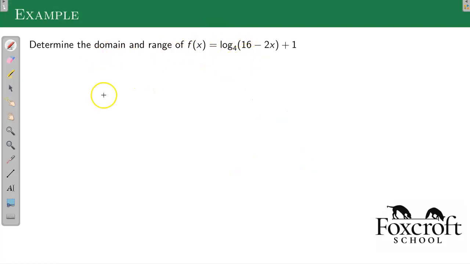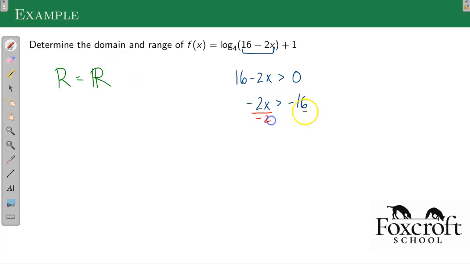All right, domain and range of this logarithm. Hopefully you know now the range. What should that be? It's all real numbers. And then what is the domain going to be? For the domain, I've got to make sure whatever is inside the log is strictly bigger than 0. In this case, I can subtract 16 from both sides and then divide by -2.